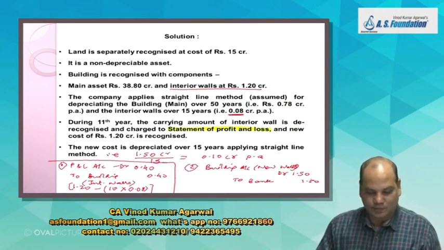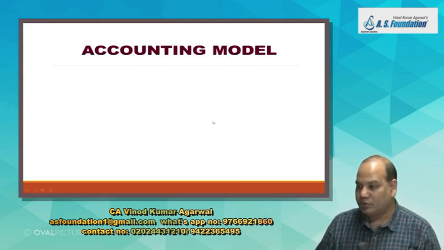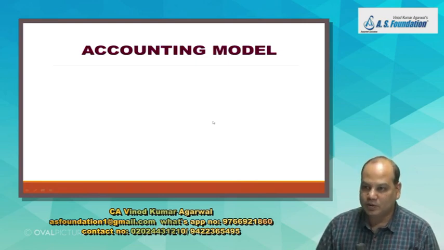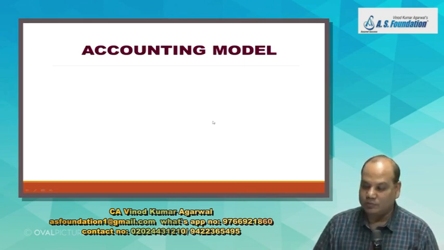So this was about replacement. So subsequent expenditure also we have done. So we have learned the meaning of investment property, initial recognition principle, and subsequent expenditure accounting also.